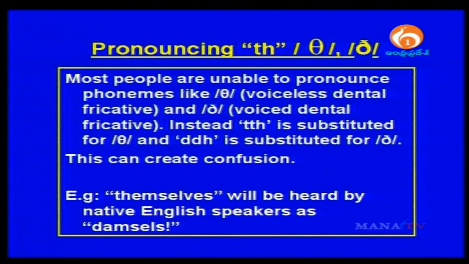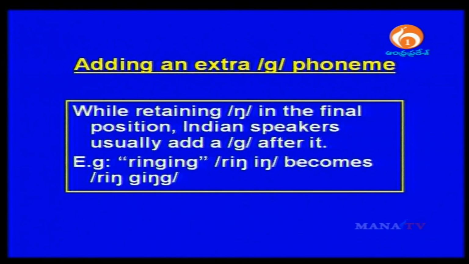Again, we talked about it earlier, we double it up and this can create confusion. Damsels, for instance, can be heard by native English speakers as damsels, which means beautiful girls. And we tend to add this g to the sound ng. So ringing becomes ring-ging.